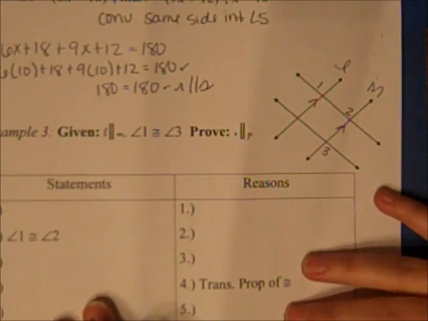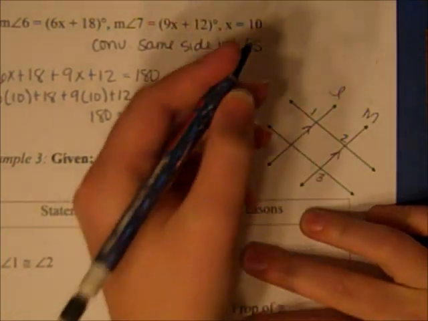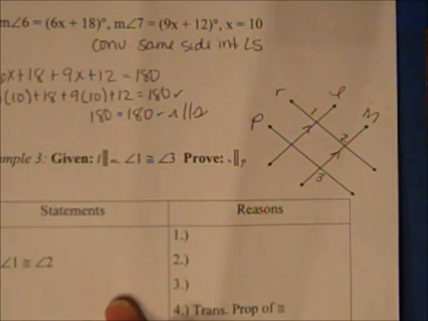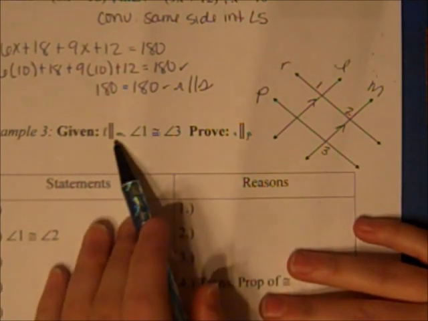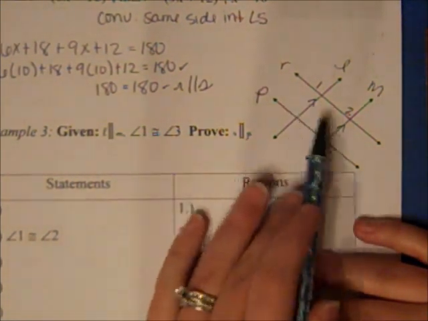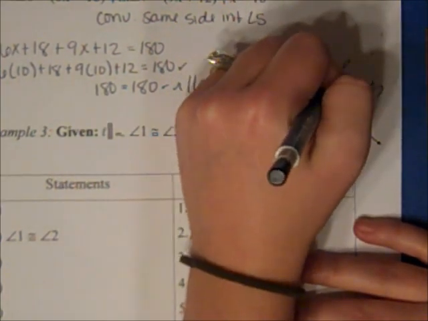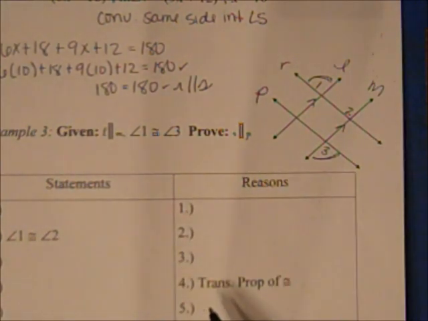Okay, look at example 3. Go ahead and fill in 1, 2, and 3, L and M here. This is going to be R and P here. I couldn't get that to fit on that diagram. So here we go. Given that L is already parallel to M, so I've marked that on my picture, and 1 is congruent to 3. Prove that R must be parallel to P.